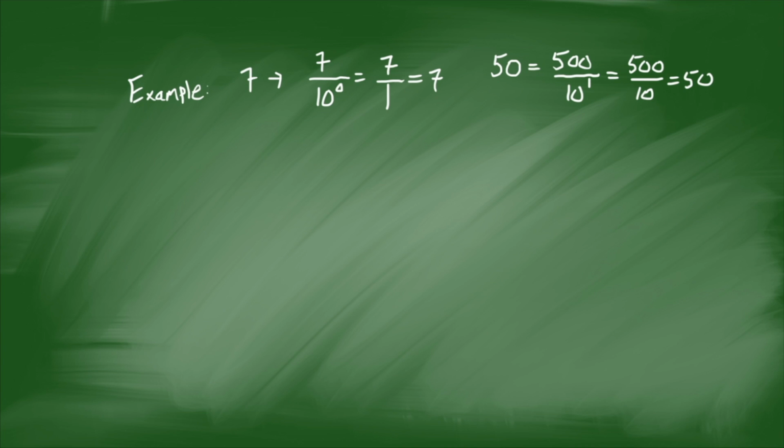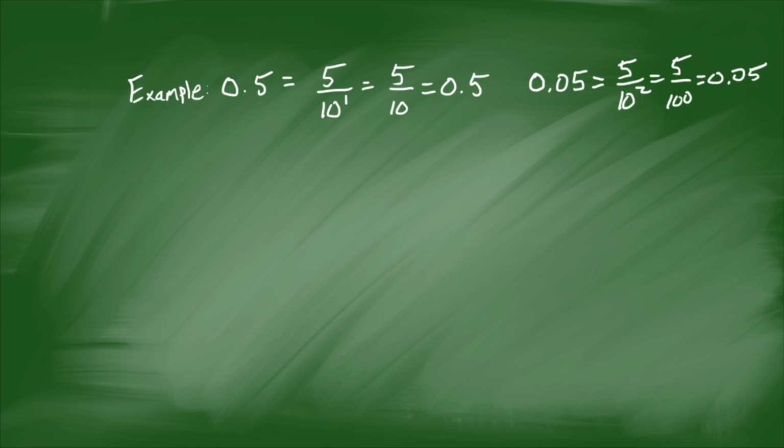We can also use 50. 50 could be, say, 500 over 10 to the power 1, which would be 500 over 10, which would get us 50. Part of the decimal system is the fact that we can go in the opposite direction. And we can have examples like 0.5, which would be 5 over 10 to the power 1, which is 5 over 10, which is 0.5. Or 0.05, which would be 5 over 10 to the power 2. 10 to the power 2 is 100, so it's 5 over 100, which is equal to 0.05. So in the decimal system, we can write any number in the form a over 10 to the power n.